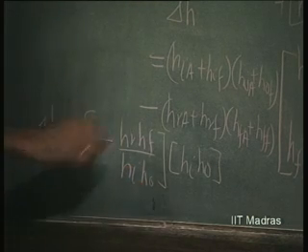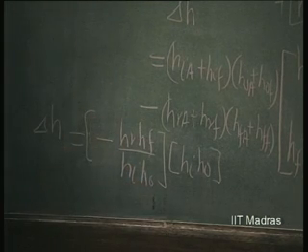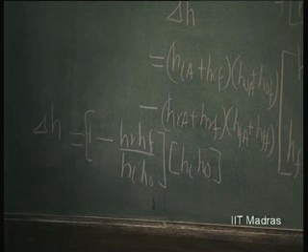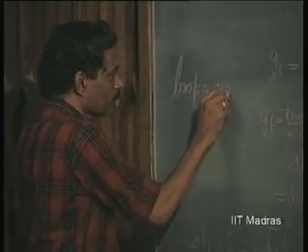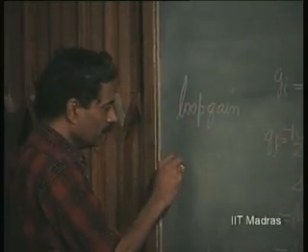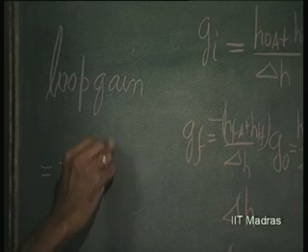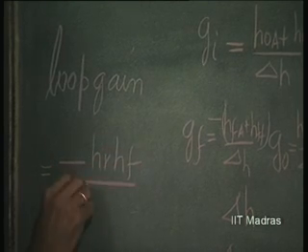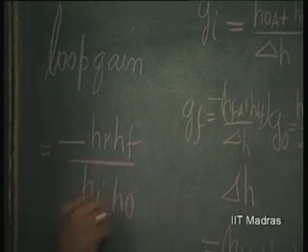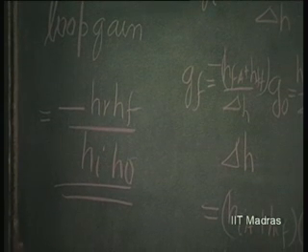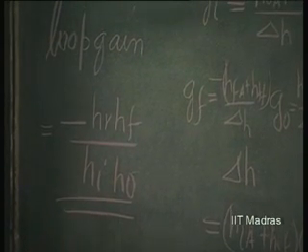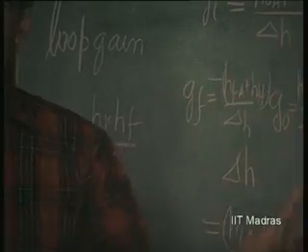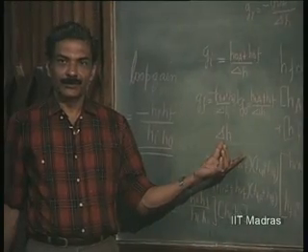This is similar to your 1 plus G H factor. So, this is called the loop gain. The loop gain is equal to minus H R H F divided by H I into H naught. This is called the loop gain. This we called as minus G into H. It is the same factor by which all the parameters change, right.